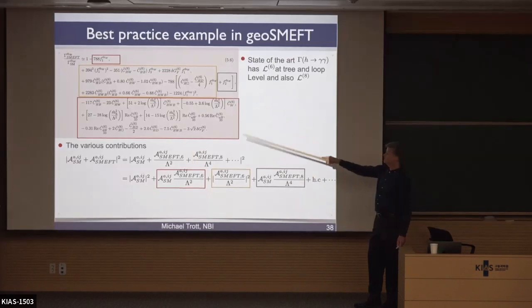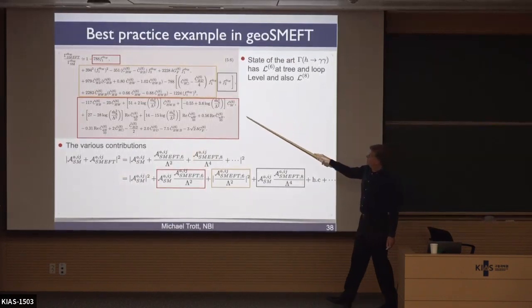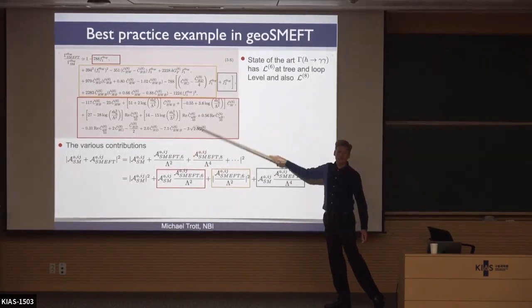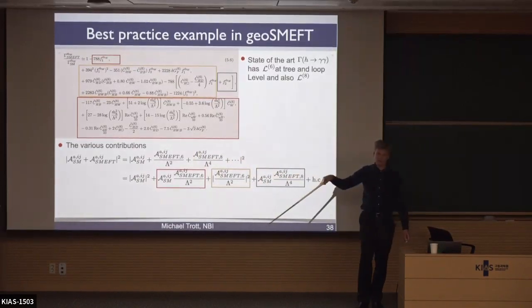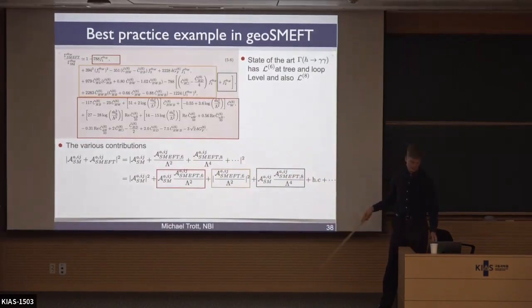Okay, so all these pieces you can calculate now, for some observables at least. And remember, I emphasized the point that these coefficients are not all independent, right? So you need to basically have this formula and have it be consistent between loop corrections and dimension 8 corrections. But that's basically the state of the art, what we can do now as of the summer.